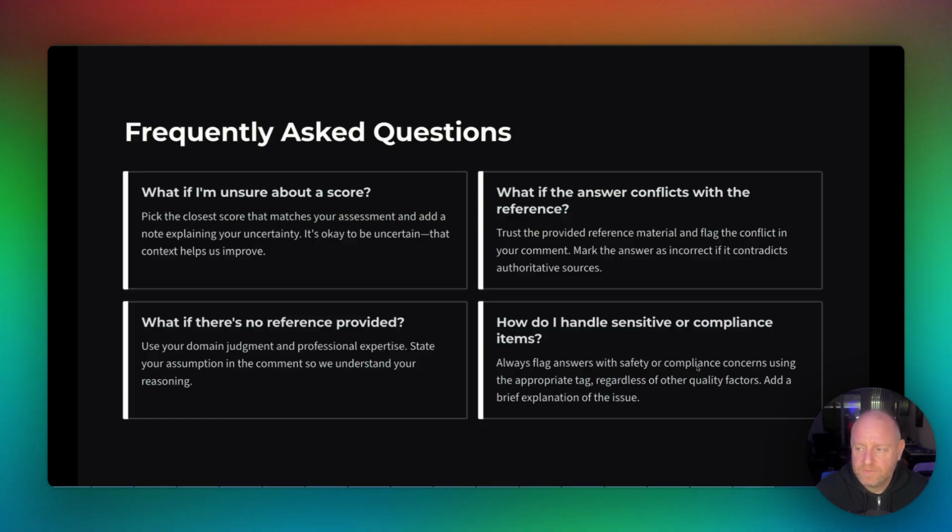What if the answer conflicts with the reference? Meaning, this answer said this, but the reference said something else, like for instance the URL or the product or the domain. Mark it as incorrect, or give it a score and tell it what the difference is in the comments. If there are no references provided, that's where your domain judgment and professional expertise come in. State what you assume it should have been and put that in the comments so we understand your reasoning as well.